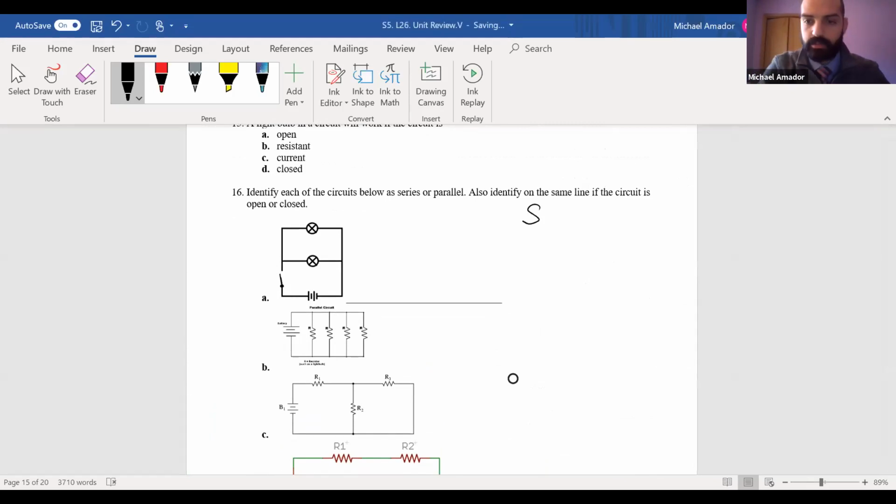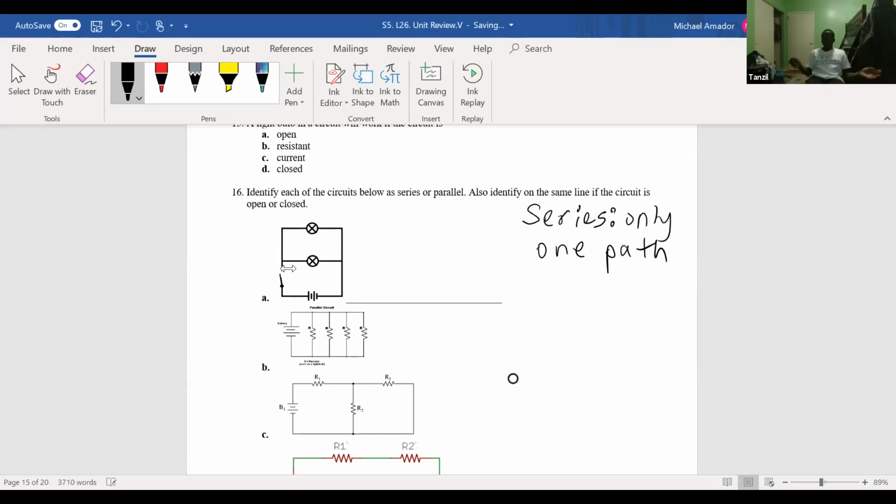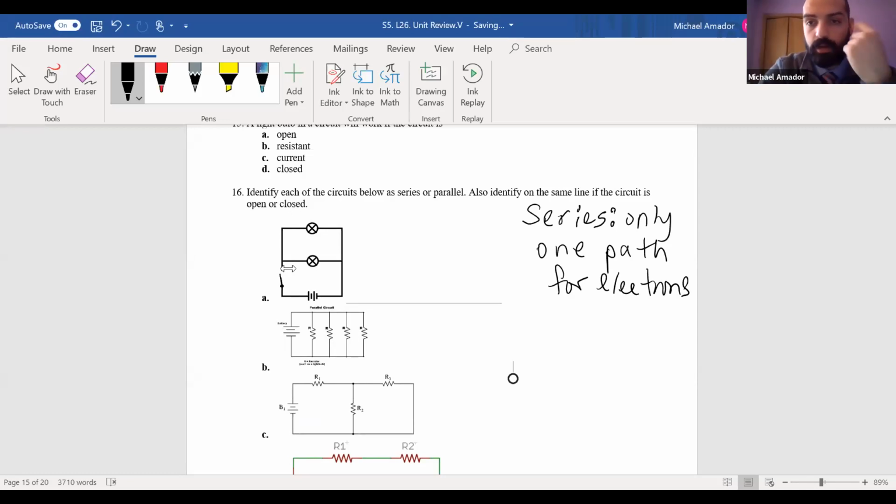A series circuit, actually, let me ask you guys, because I know that there are those of you out there who can tell us, how can we tell what a series circuit is? Tanzel's got a hand up. Let's go to Tanzel. Go ahead. A series circuit is basically just one circuit, right? Like a regular rectangle, wires in a rectangle or circle, whatever shape. So a series circuit only has one path for electrons.